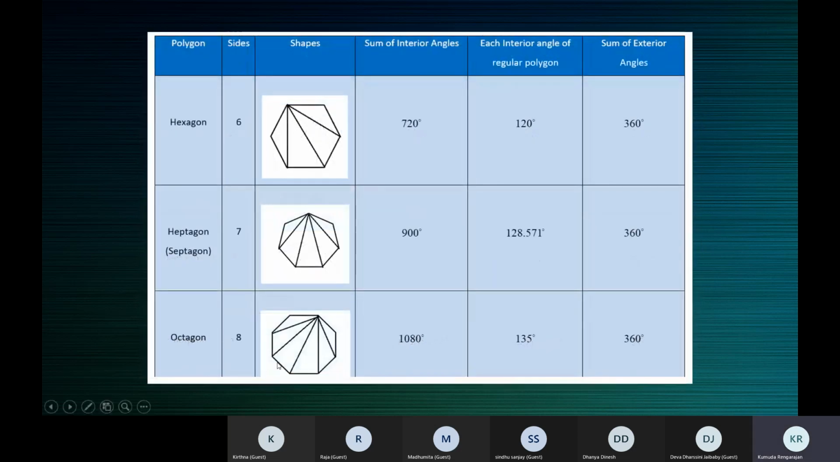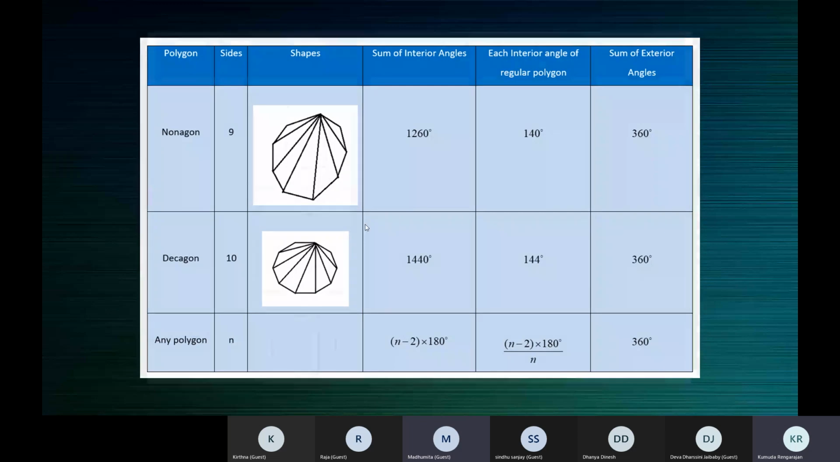Children, this is an octagon. You can see 8 sides: 1, 2, 3, 4, 5, 6, 7, 8. And this octagon can be divided into 1, 2, 3, 4, 5, 6 triangles. So 6 into 180 is 1080.